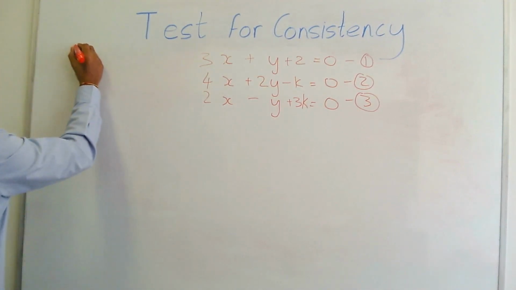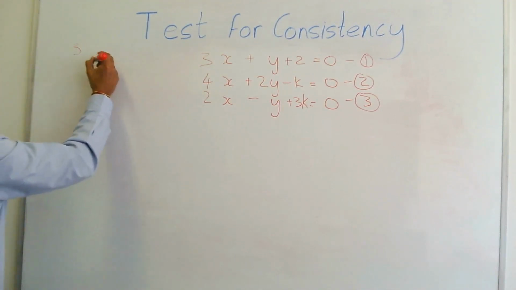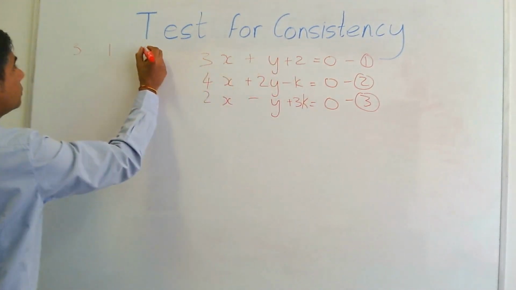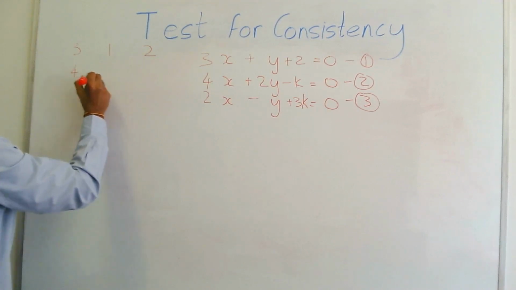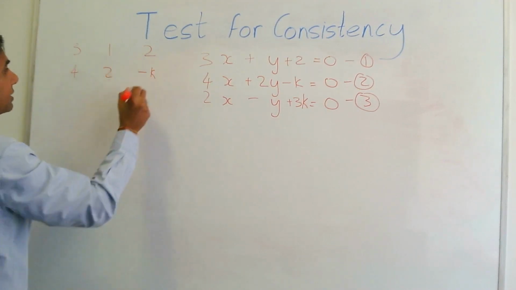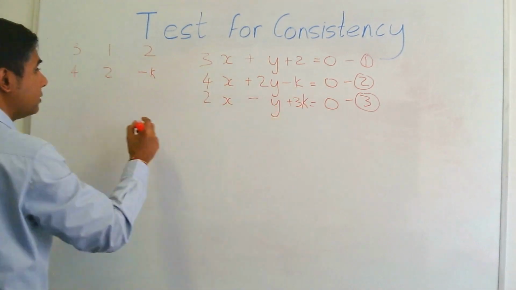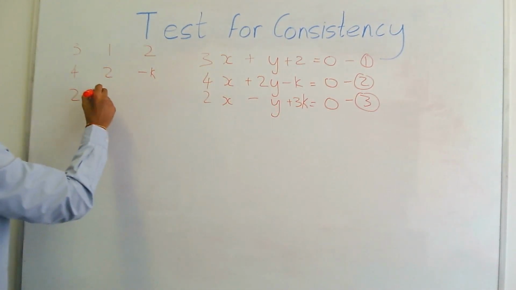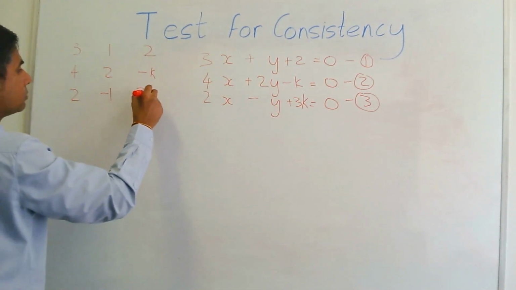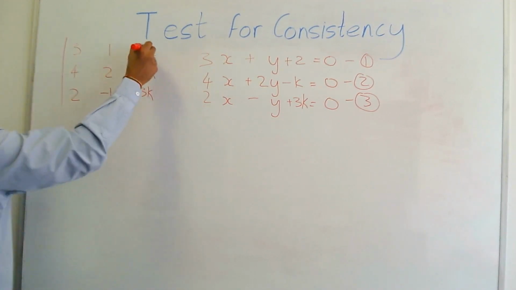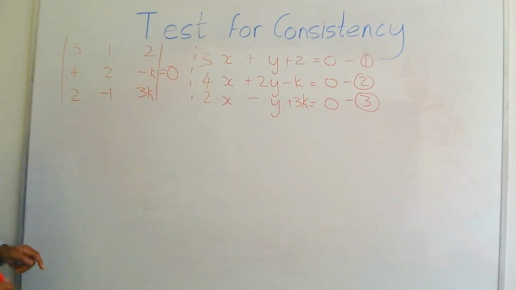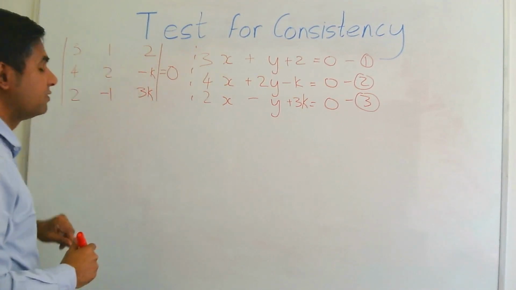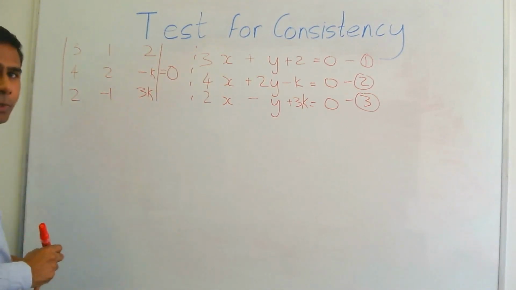So we have 3, 1, 2, then 4, 2, minus k, then 2, minus 1, and 3k. And what we do is we find this determinant and we set it equal to 0. So that's what we're going to do, and we're going to find the value of k that satisfies this equation. So let's go about doing that.